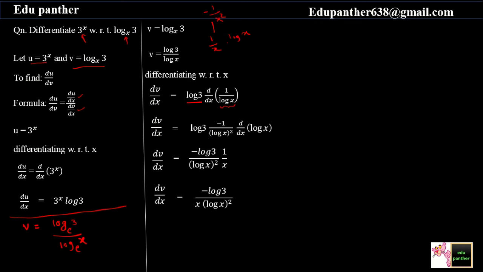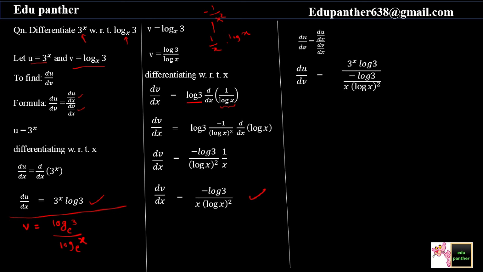So now we have calculated dv by dx also. For du by dv, the formula is du by dx upon dv by dx. Now substitute these two values and try to simplify your answer. So du by dv will be 3 raised to x into log 3, upon minus log 3 upon x into log x whole square. Now what can we do here? We can cancel out something. We can cancel this log 3 with the log 3. So what we are left with, see here, this thing will go in the numerator after simplification.